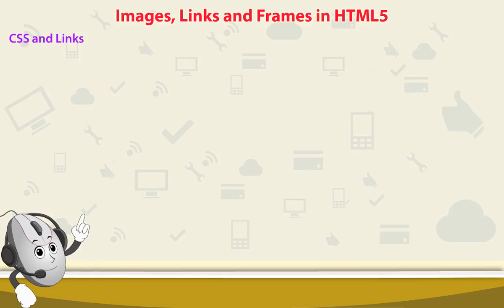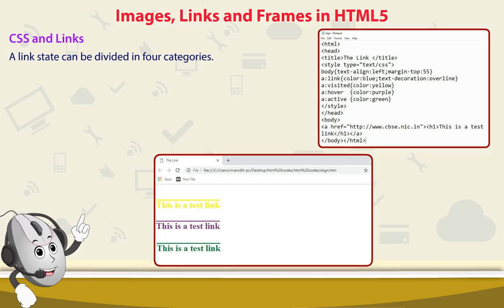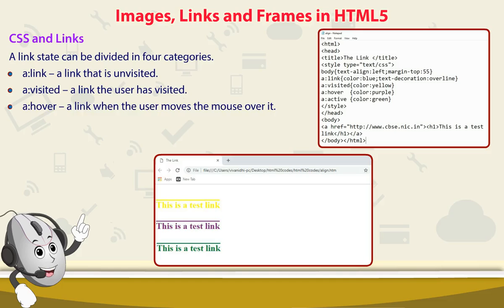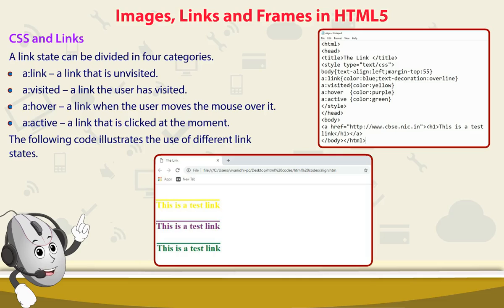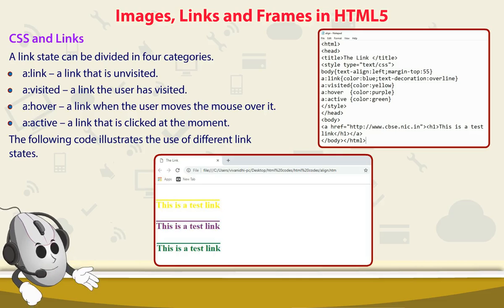CSS and links. A link state can be divided in 4 categories. A link, a link that is unvisited. A visited, a link the user has visited. A hover, a link when the user moves the mouse over it. A active, a link that is clicked at the moment. The following code illustrates the use of different link states.